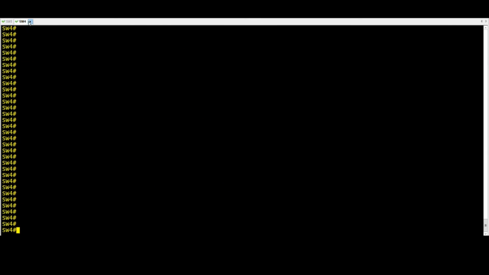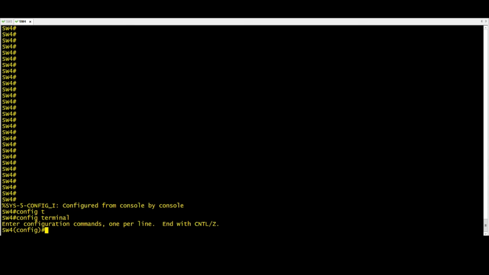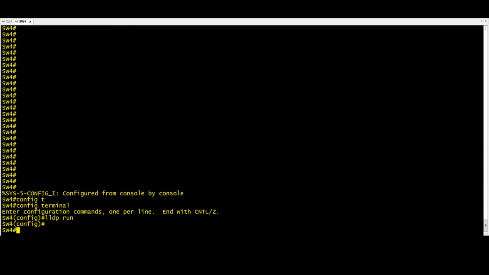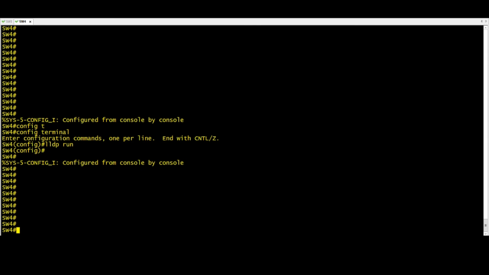So what we're going to do is jump across to switch 4 and enable LLDP on this side. And now what started to happen is the interval of LLDP packets will be sent out, and once those packets have been sent and received on both sides, they will form the neighbors, and then essentially it will show in the neighbor table.